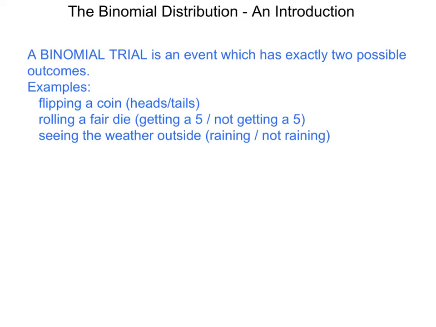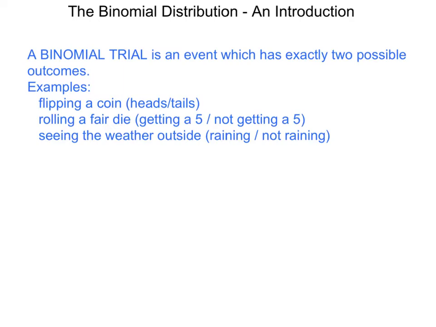You could even see something like rolling a fair die as being a binomial trial. Now somebody might say, well, wait a minute, there's 6 possible outcomes. That's true, but if I were to think of that event as either getting a 5 or not getting a 5, or getting an even number versus not getting an even number, or getting a prime number versus not getting a prime number, there are ways that we can take almost anything and turn it into a binomial trial.